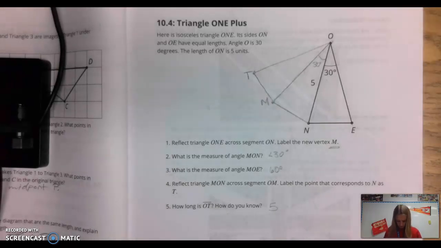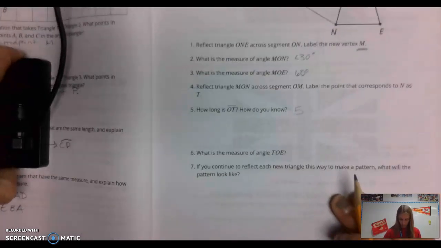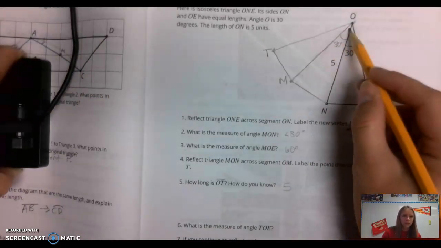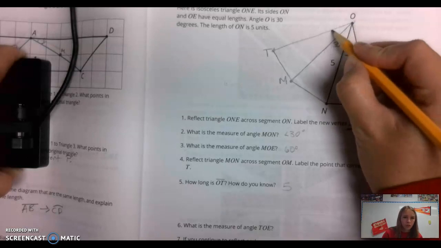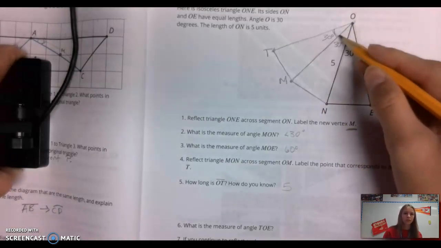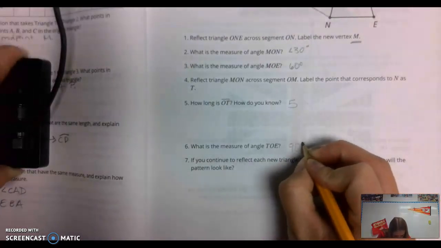Alright, and then it says, what is the angle measure of TOE? So if I look up here, TOE, well, we're going to say this is the exact same angle, so that's another 30 degrees. So 30 plus 30 plus 30 gives us 90 degrees.